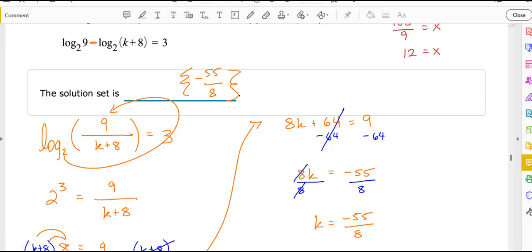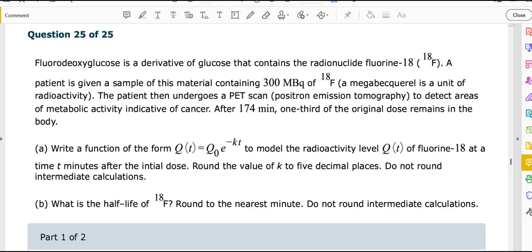Number 25. We saved the best and longest for last, right? Okay, fluorodeoxyglucose is a derivative of glucose that contains the radionuclide fluorine 18. A patient is given a sample of this material containing 300, and I have no idea what that unit is, but they're given 300 units of it, of radioactivity. The patient then undergoes a PET scan to detect areas of metabolic activity indicative of cancer. After 174 minutes, 1/3 of the original dose remains in the body.